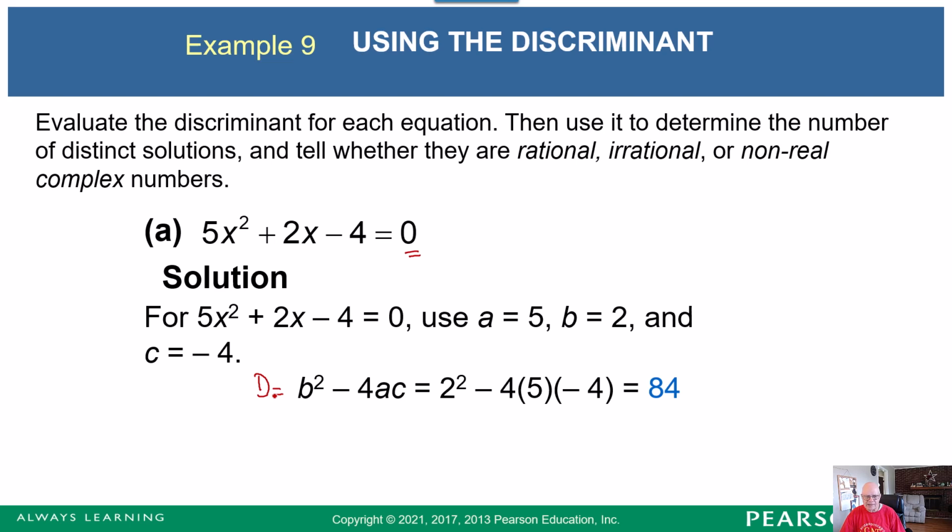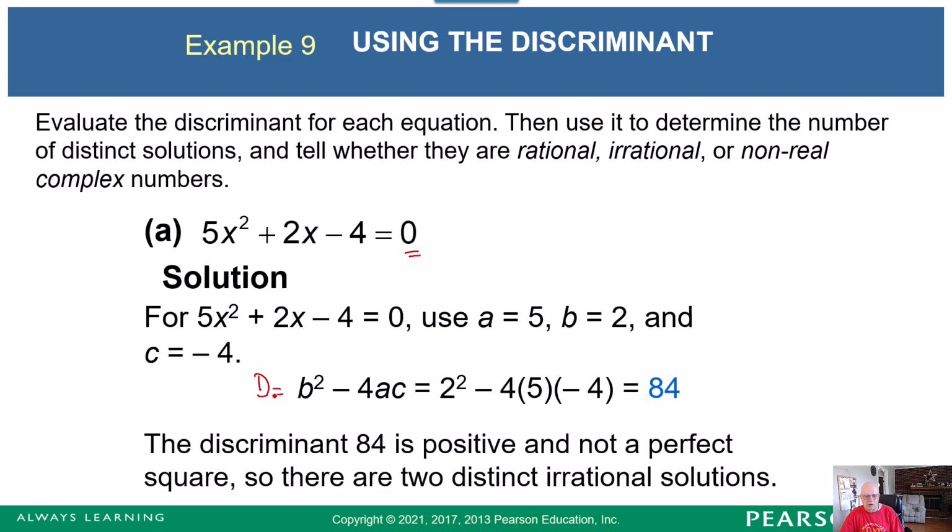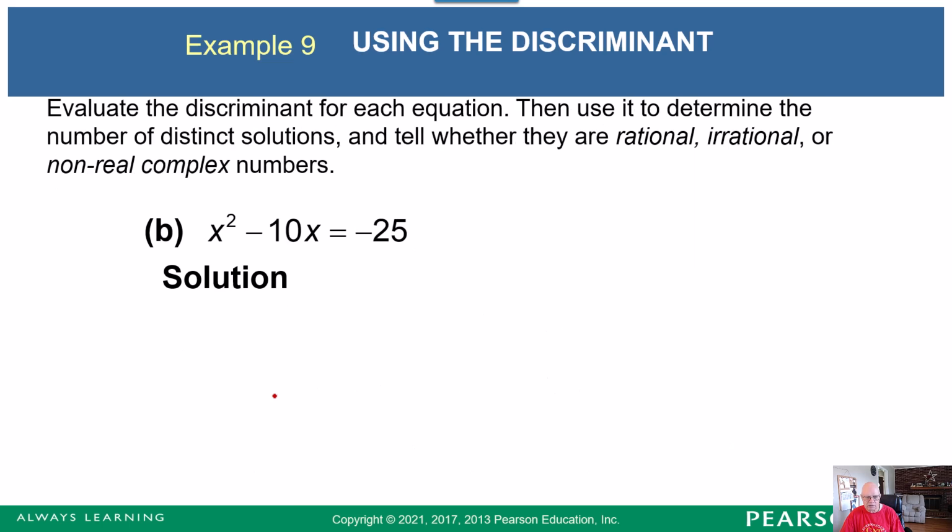In this case, it's an 84. It's not a perfect square. So you can sneak back to the table if you like and find out what kind of answers you got. It's positive, not a perfect square, so you get two different irrational solutions. They'll be rational only if that D, the discriminant, is a perfect square.